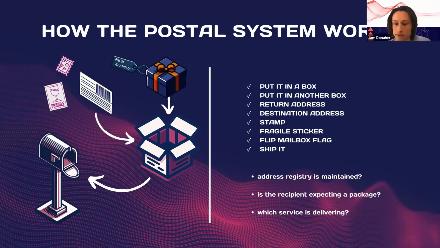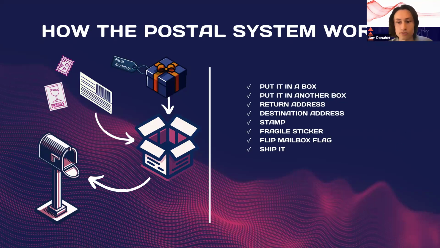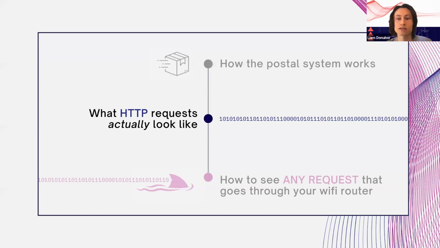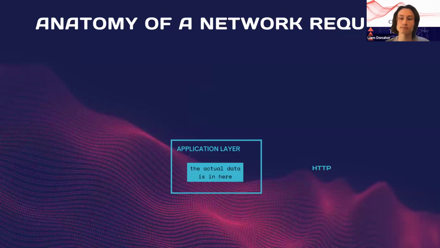All of these things are just built-in protections to make sure that the package arrives at the right place and in the right condition. So now we know how the postal system works. Network protocols are actually very similar, so let's get into that.